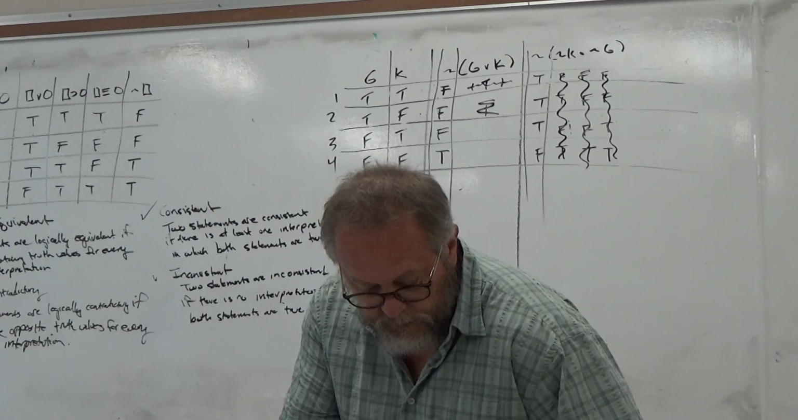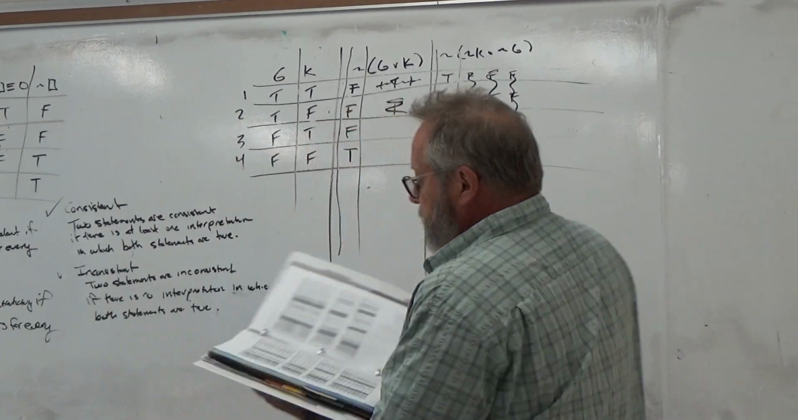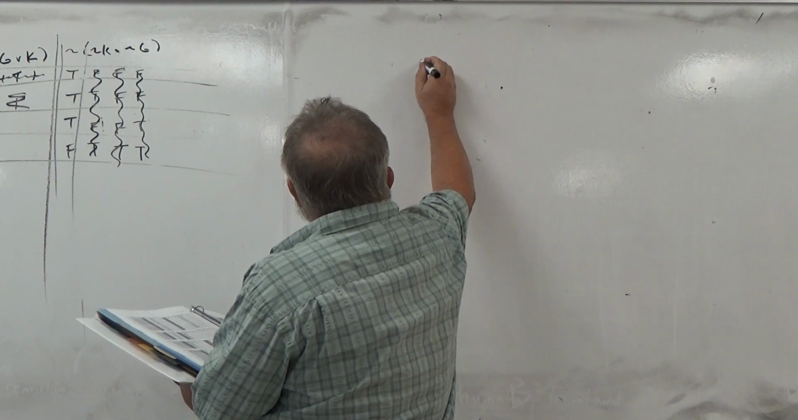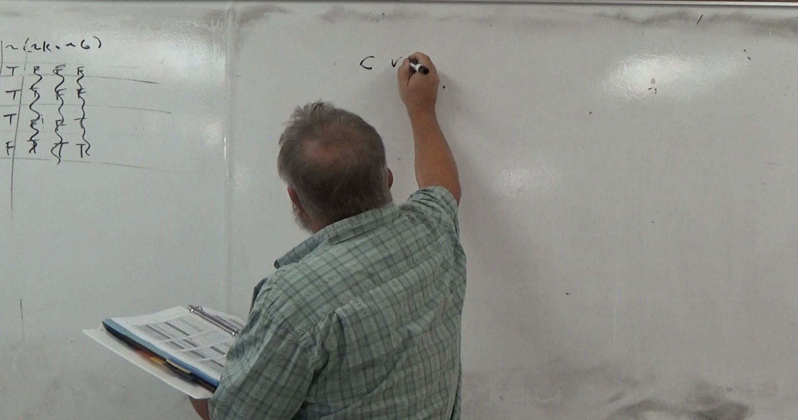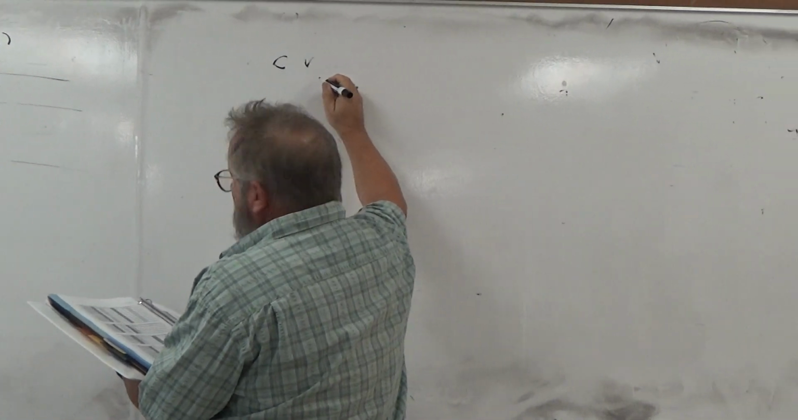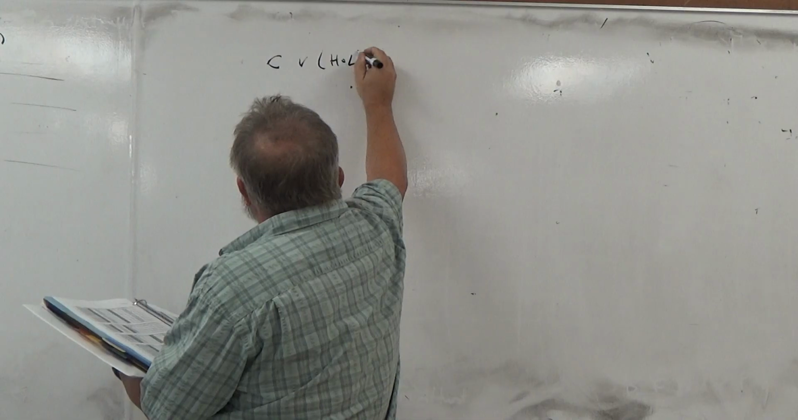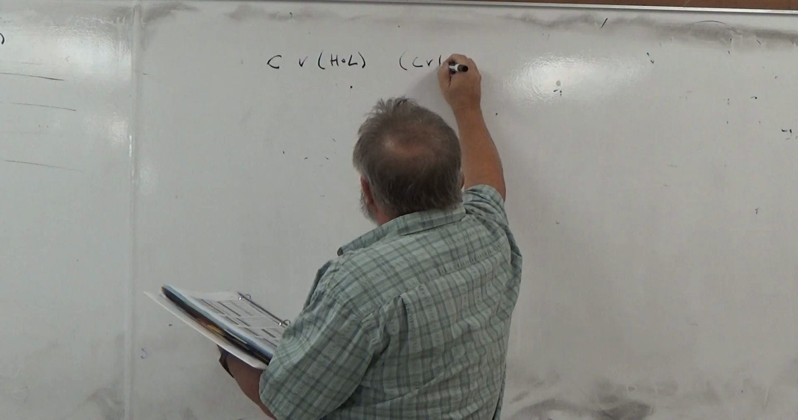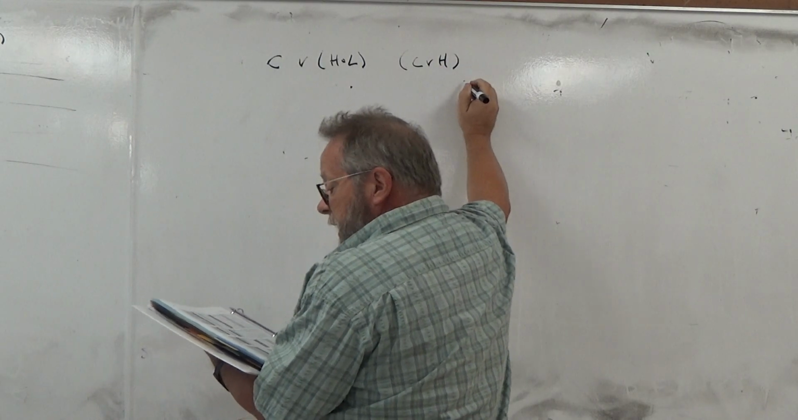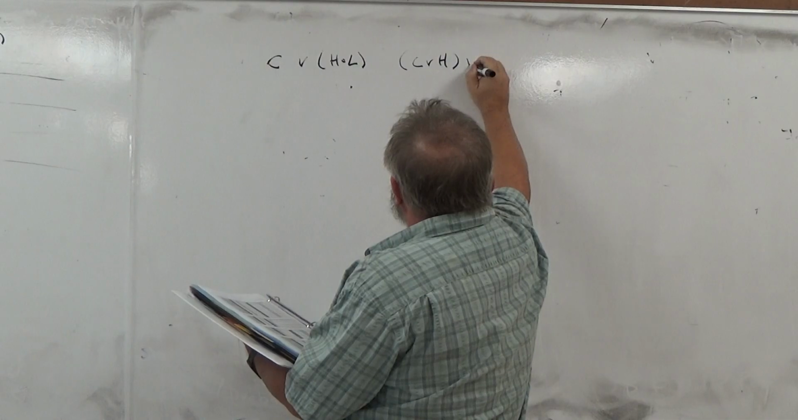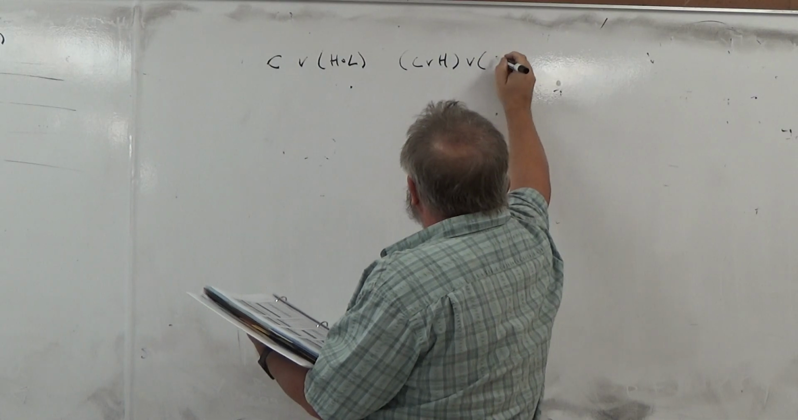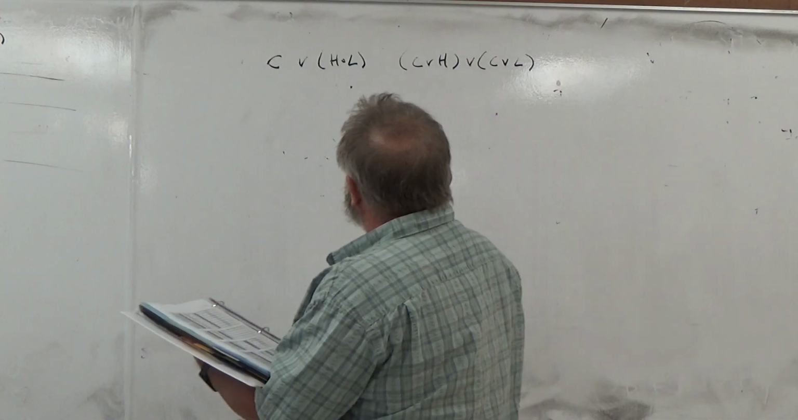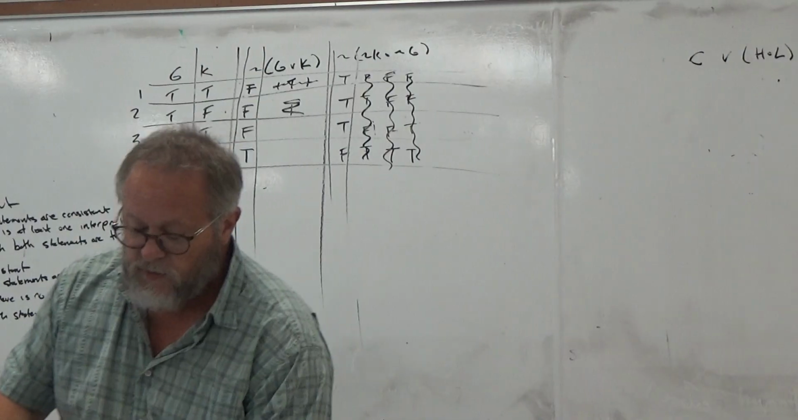Okay. So number 3, we have C or H and L, and the other one is C or H and, or C or L. Okay, those are the 2.